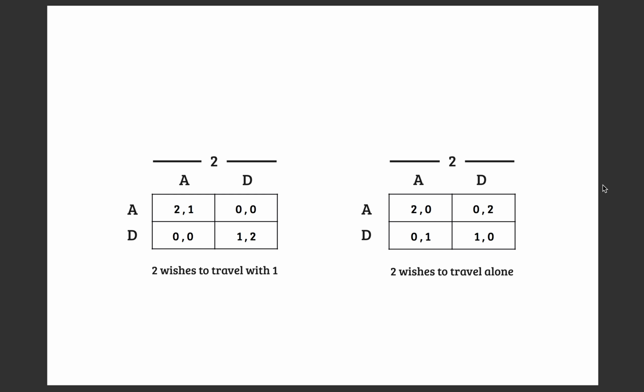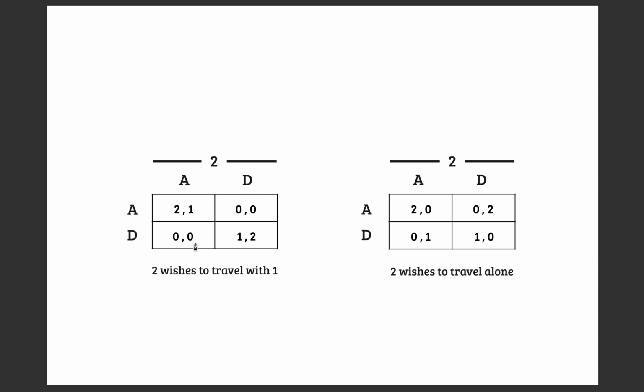Imagine that we have two players, okay? Player 2 will be in the horizontal line. Here, player 2. Here also player 2, and player 1 in the vertical one, here and here. Okay, so first of all we are going to focus on player 2. Player 2 in this case has two kinds of preferences. In the first one, player 2 wishes to travel with player 1, okay? And in the second one, player 2 wishes to travel alone.